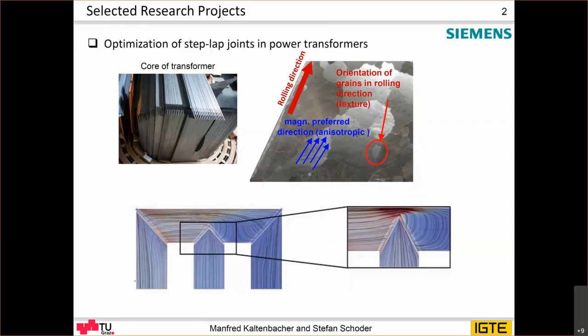Now it's working. Okay. So a first project I want to tell a little bit about is the optimization of step-lap joints in power transformers. Power transformers, although they are quite old and well known, still we have a lot of open problems. Transformer, hysteretic, as well as eddy current losses. And on the other hand, also very important are to predict noises.